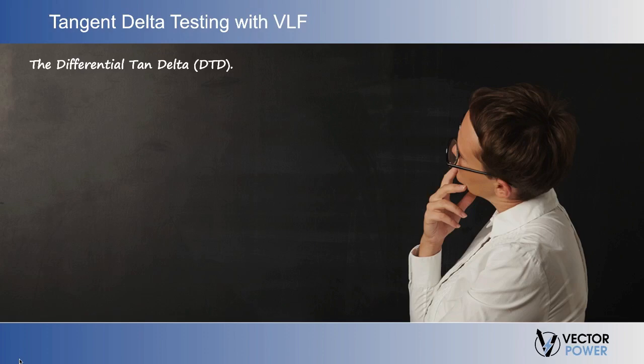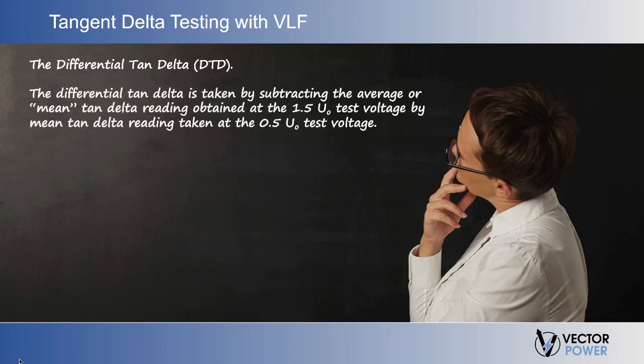And here we would see the mathematic calculation of the standard deviation. Now, the IEEE 400 also talks about differential tan delta. The differential tan delta is taken by subtracting the average or the mean tan delta reading that was obtained at the 1.5 U0 test voltage by the mean tan delta reading that was taken at the 1/2 U0 test voltage. This is also sometimes referred to as the tip-up. And here we can see the mathematic calculation.